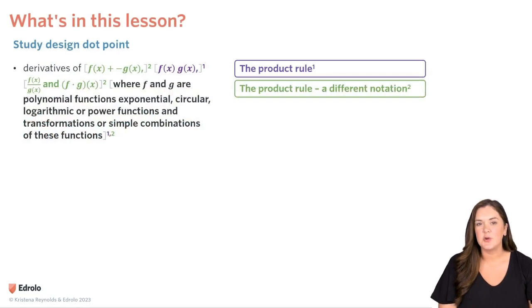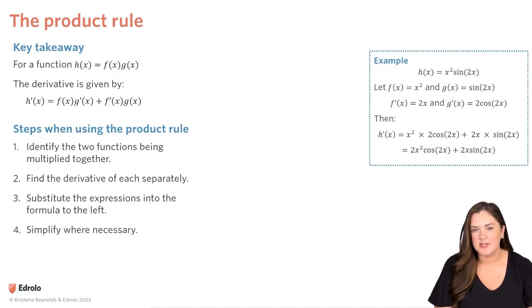So in this lesson, we are looking at the second point of our study design dot point there, so looking at derivatives of product of functions. Firstly, we're looking at the product rule, and then we're just looking at a different notation for our product rule. As I said, the derivative of two functions multiplied together is a little bit trickier. So I'm going to step you through this.